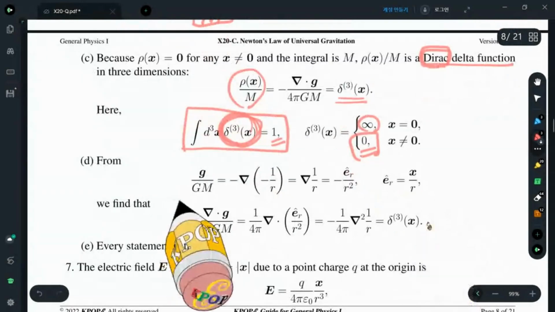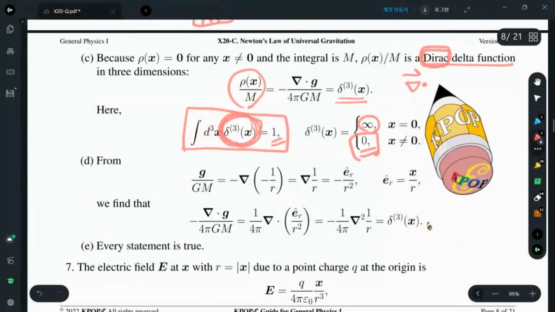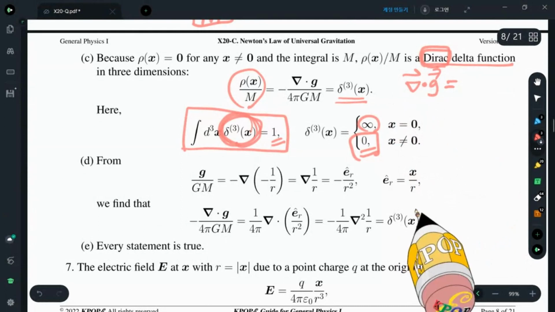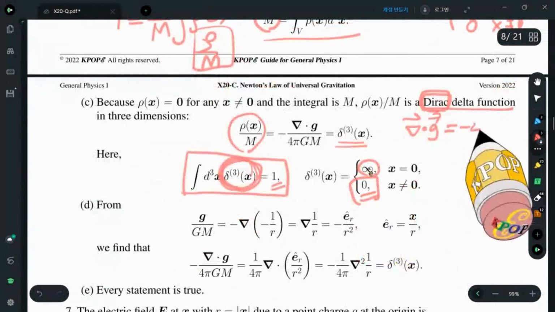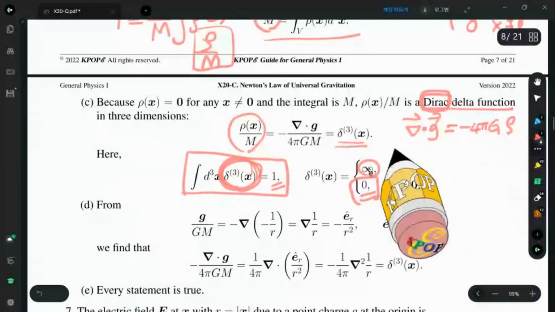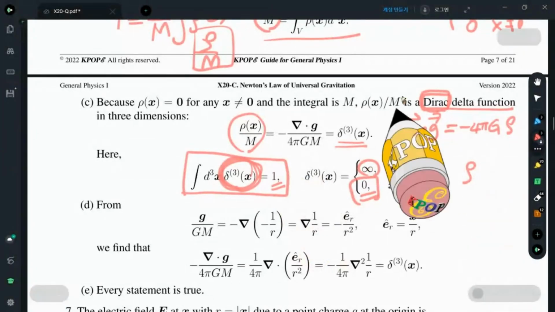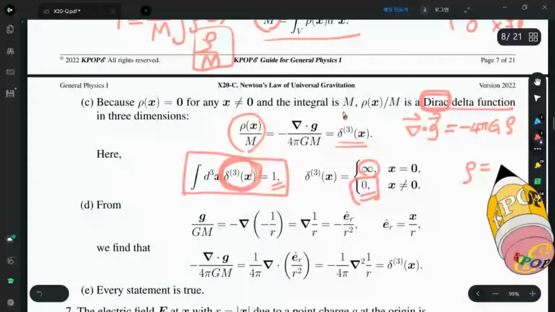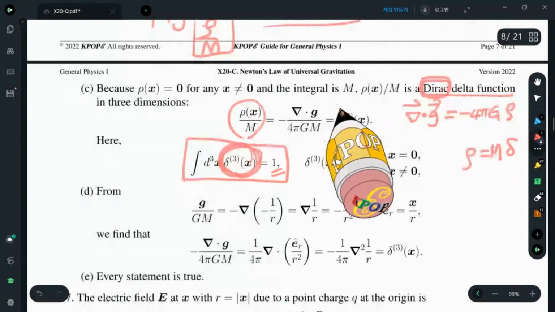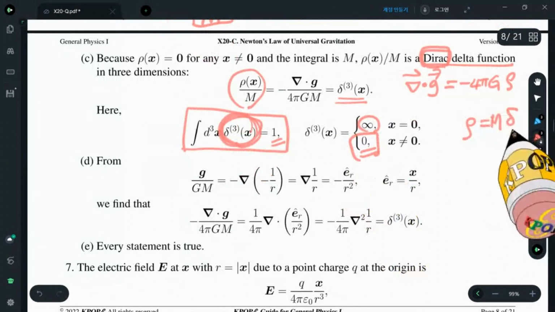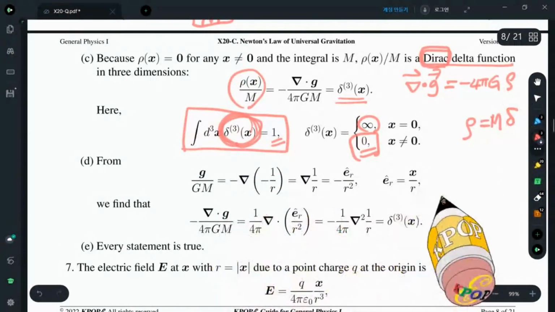Now we have reached the point. The divergence of g, you remember, is minus 4 pi G rho. And we remember, rho is what? Rho is M times the delta function. Just replace rho with mass times the Dirac delta function, and substitute here to find the final result.